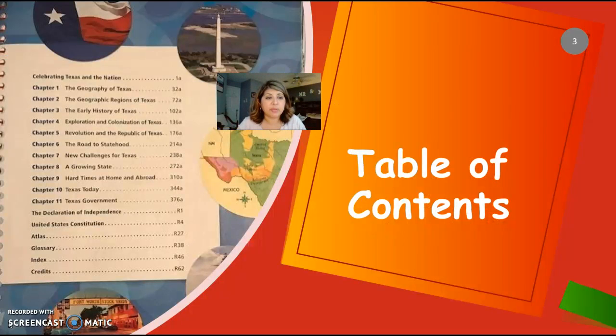And as you can see, this is a table of contents. It has chapters 1 through 11. It has an atlas, a glossary, an index, and some credits to it.